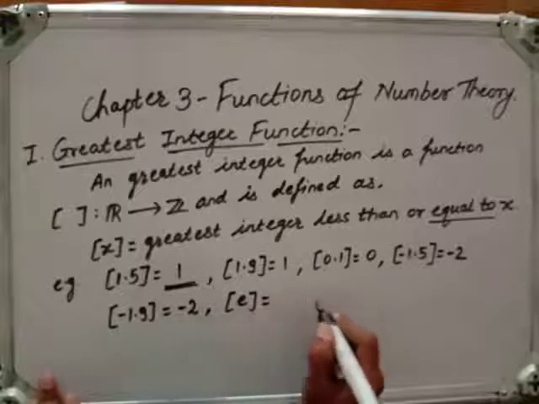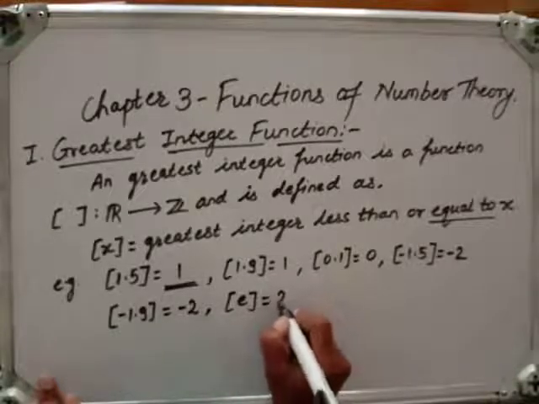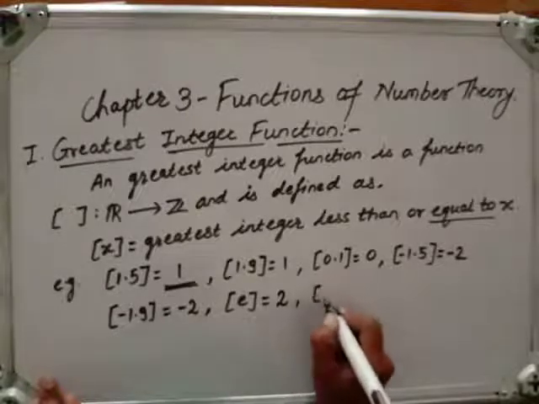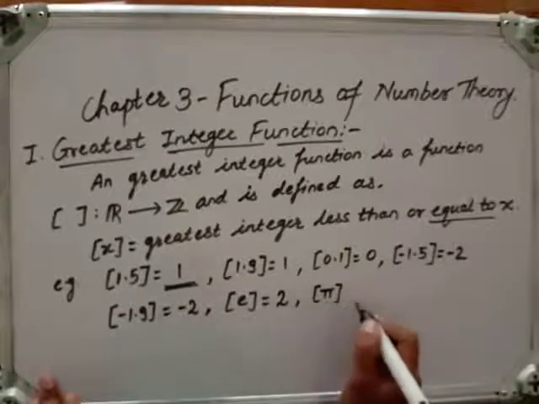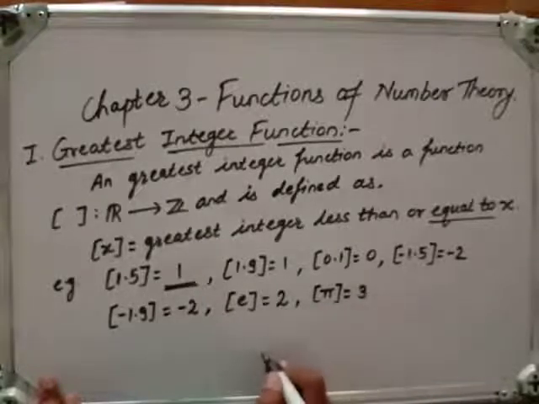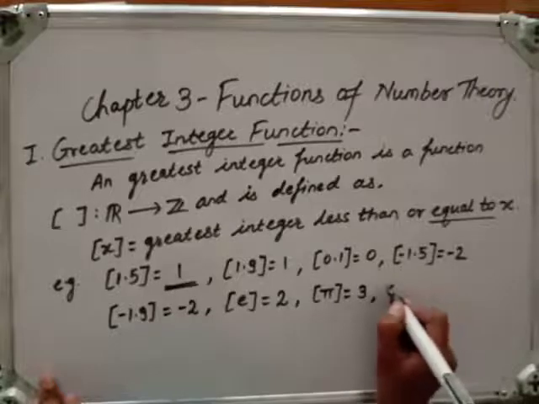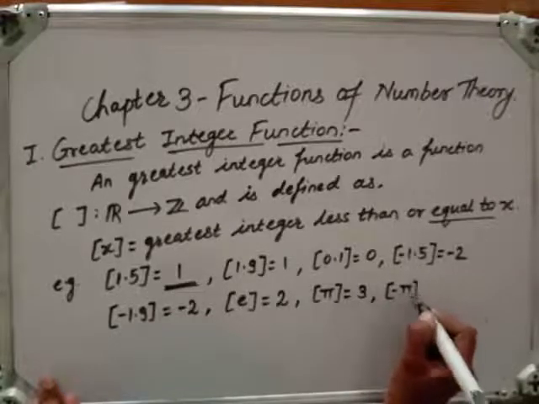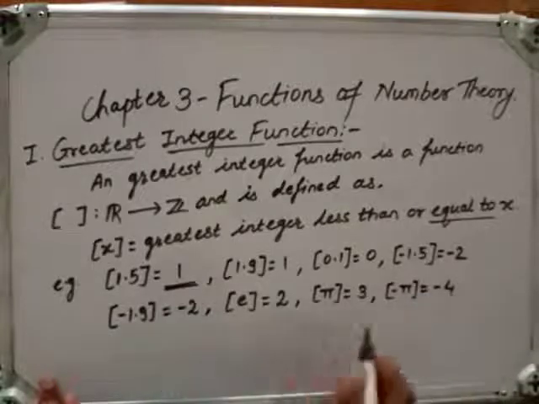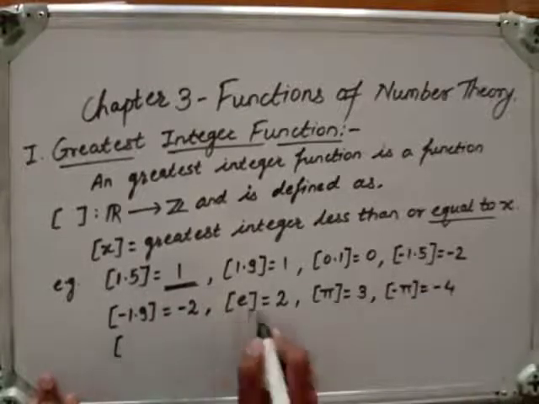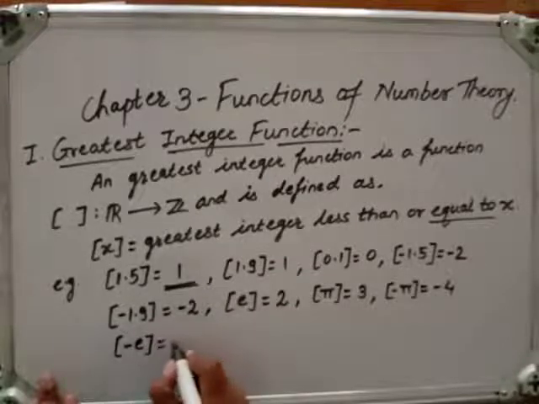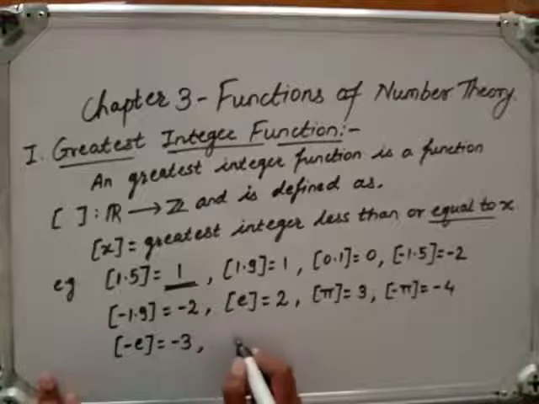Suppose I am taking e having value 2.78 something. So its greatest integer function is how much? 2. Suppose I am taking pi. What is the value of pi? It is 3.14 and so on. So its greatest integer function is 3. But if I am taking minus pi, then its greatest integer function is minus 4. Now similarly for minus e, its greatest integer function will be minus 3.